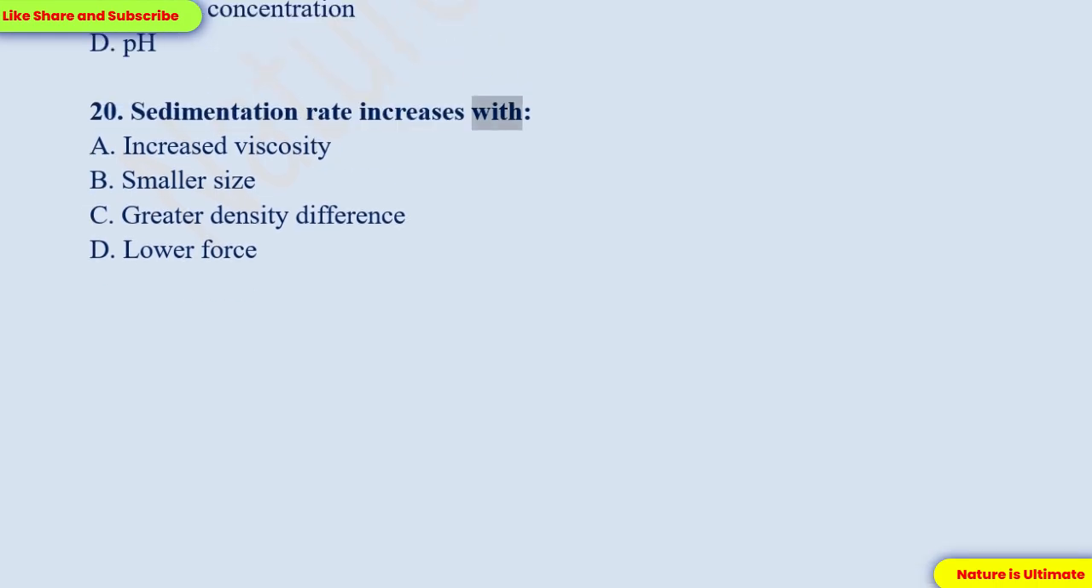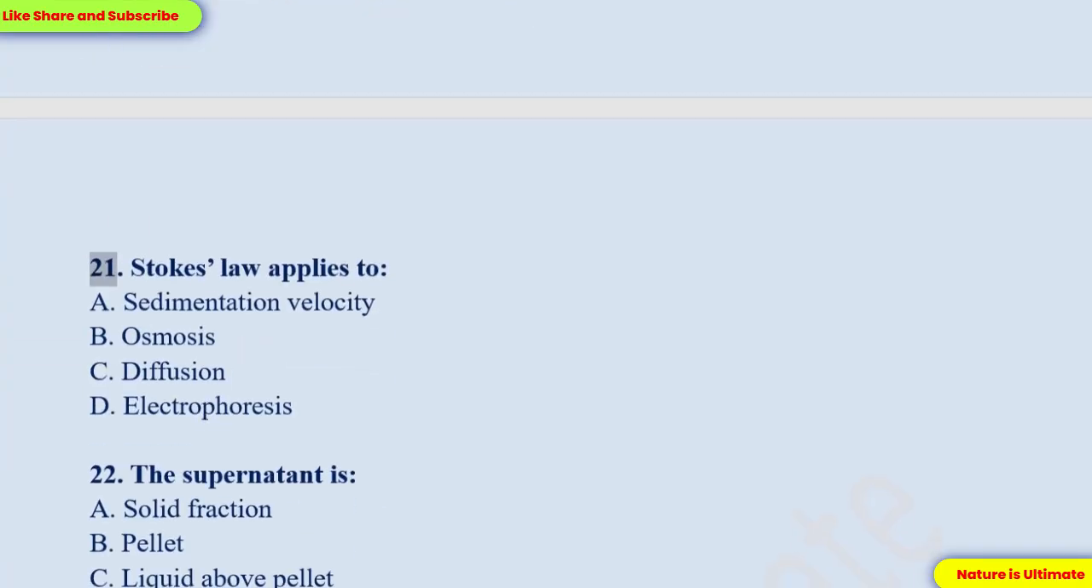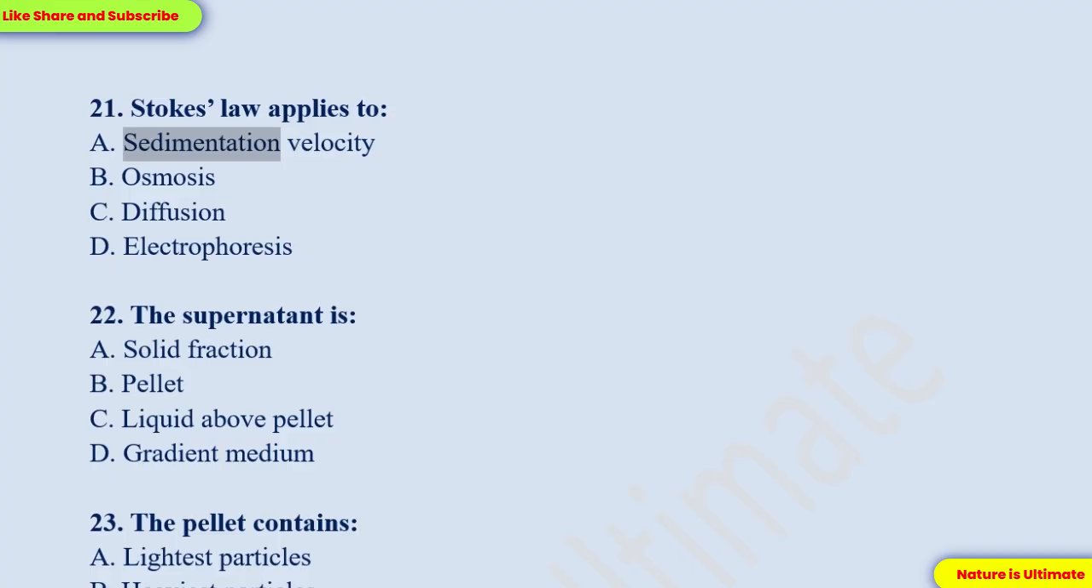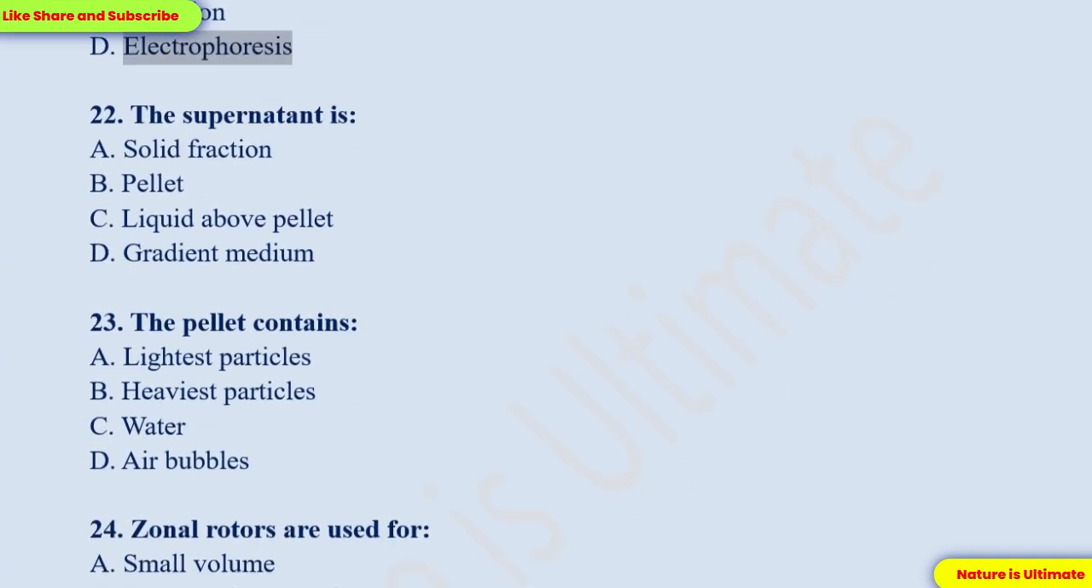20. Sedimentation rate increases with A. Increased viscosity. B. Smaller size. C. Greater density difference. D. Lower force. 21. Stokes' law applies to A. Sedimentation velocity. B. Osmosis. C. Diffusion. D. Electrophoresis. 22. The supernatant is A. Solid fraction. B. Pellet. C. Liquid above pellet. D. Gradient medium.